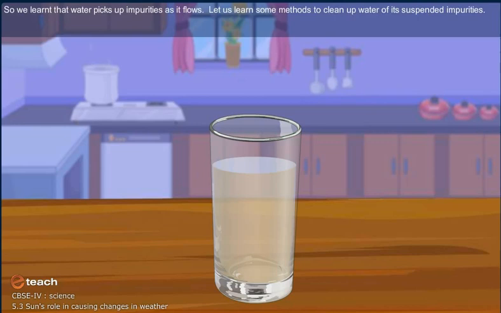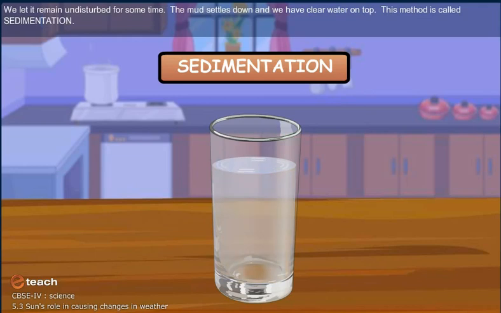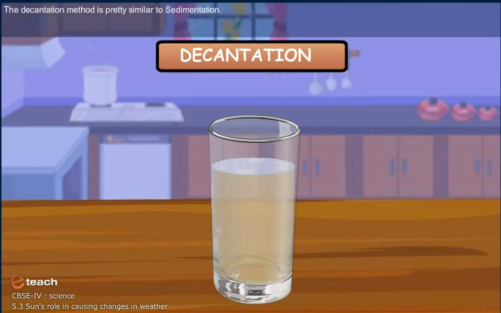Let us learn some methods to clean up water of its suspended impurities. In the sedimentation method, we take the muddy or dirty water and place it in a tumbler. We let it remain undisturbed for some time. The mud settles down and we have clear water on top. This method is called sedimentation.